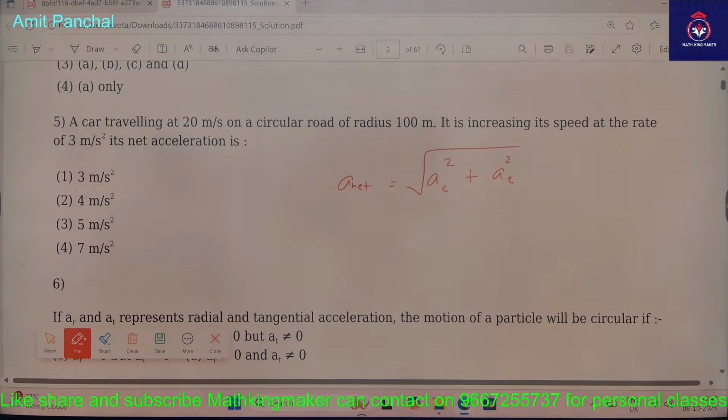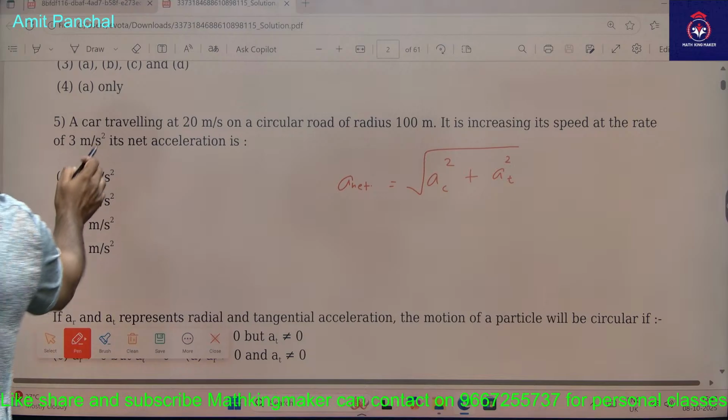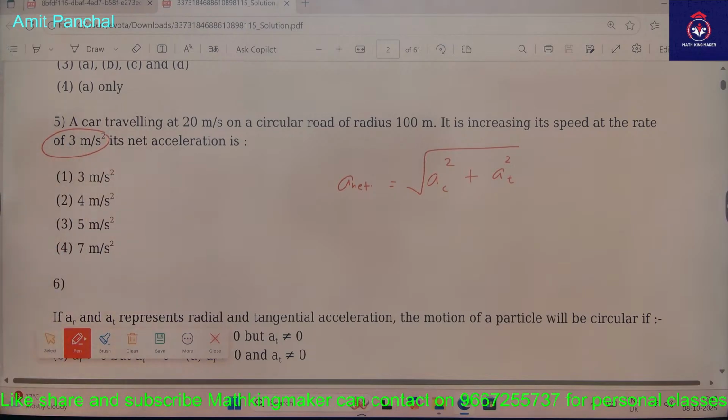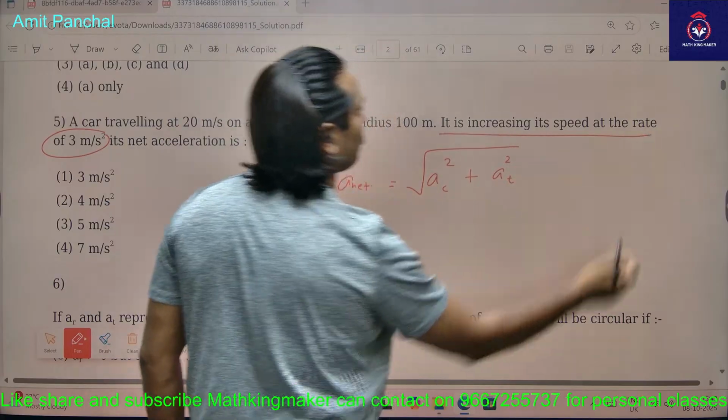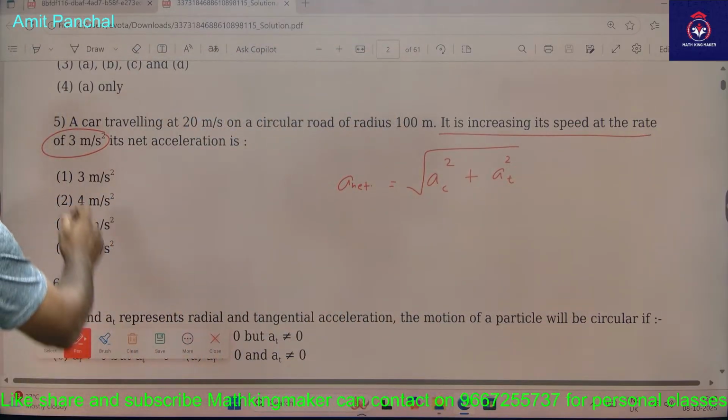So can you calculate? But how do you find out the tangential acceleration on this? Tangential acceleration is dv by dt. And what is dv by dt? It is given. But what is the 3 meters per second square in this case, sir? It is dv by dt, that's the tangential acceleration. How do you know that? It is given here: it is increasing its speed at the rate of 3 meters per second square.